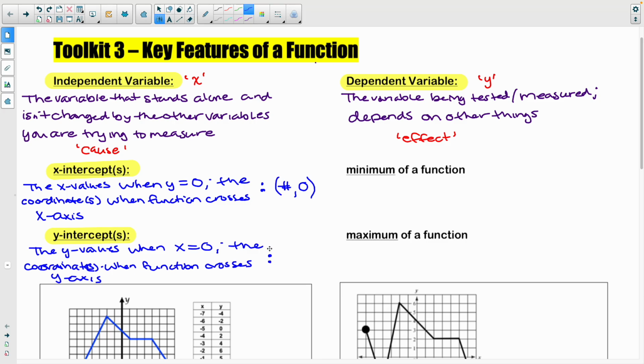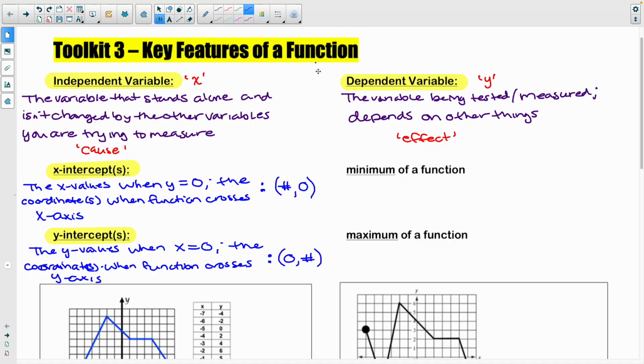The coordinate, and a y-intercept is always written as a coordinate, is written as parentheses 0, comma, whatever your number is, close parentheses, because it is when the x value is equal to 0. So an x-intercept is when it crosses the x-axis, which is when y is 0. The y-intercept is when the graph crosses the y-axis, and that's when x is equal to 0.